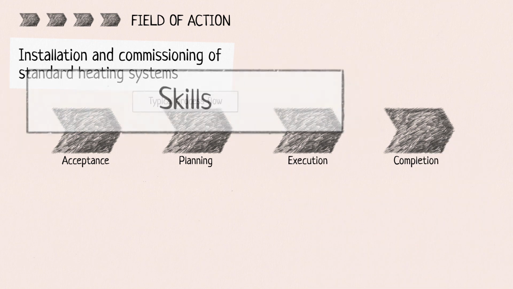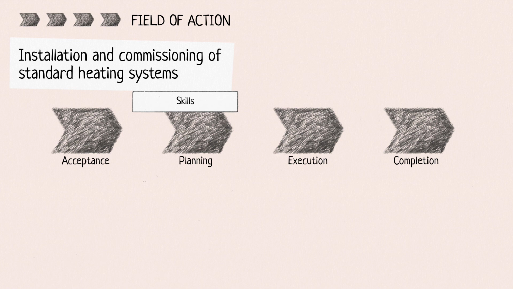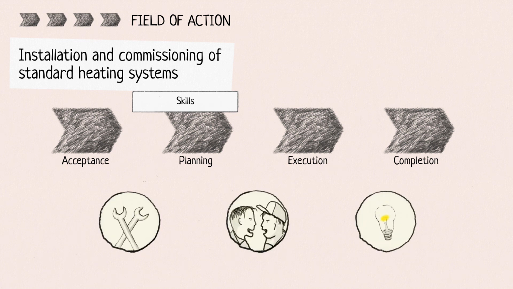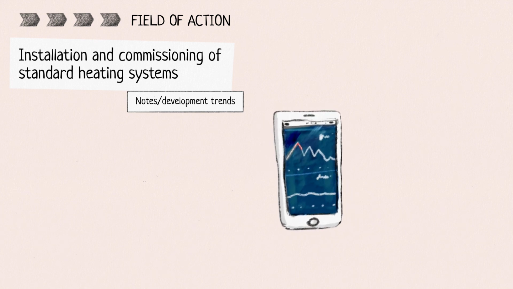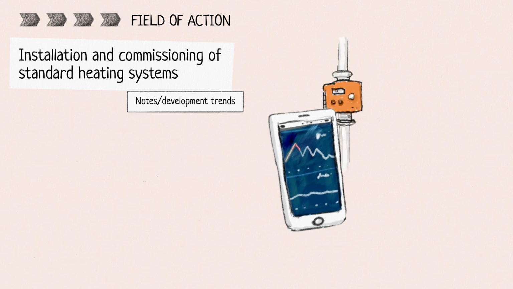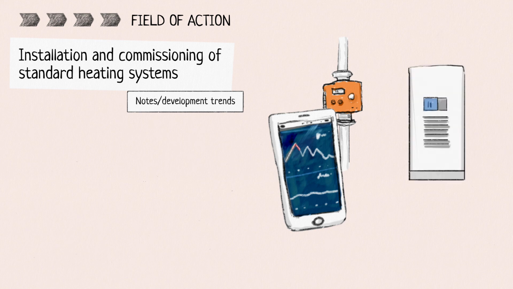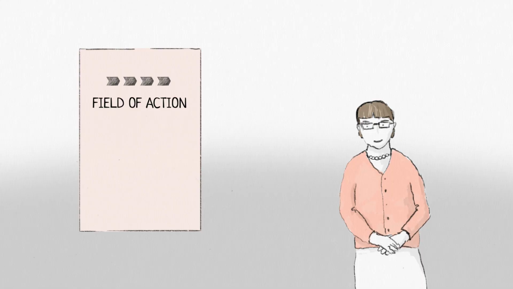Next, Anna describes the skills that the trainees should develop in order to successfully pass through the 4 process phases. These can be professional, methodological, or social skills. Finally, Anna mentions, in addition to working methods and legal requirements, those development trends that can be addressed in the teaching sessions, such as developments in building automation to regulation of the heating system, or new energy technologies, such as the installation of fuel cell heating appliances. Anna now has all the information with which she can develop learning and work tasks in the next step.